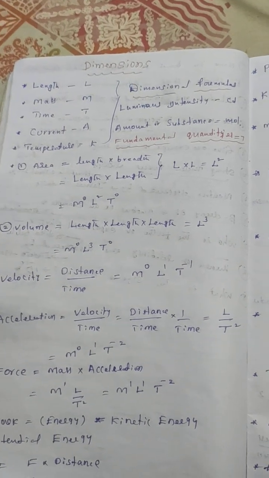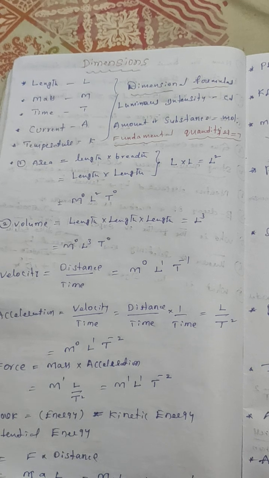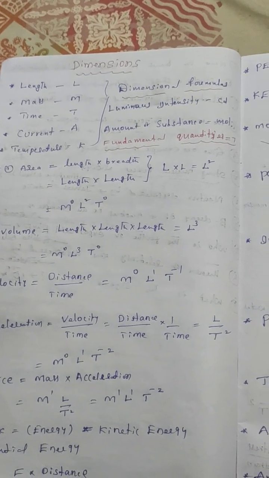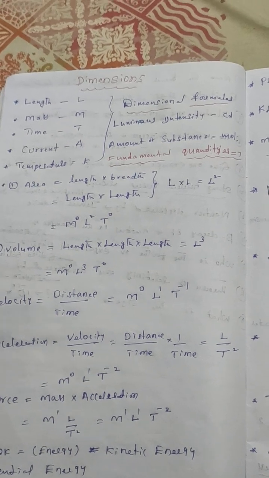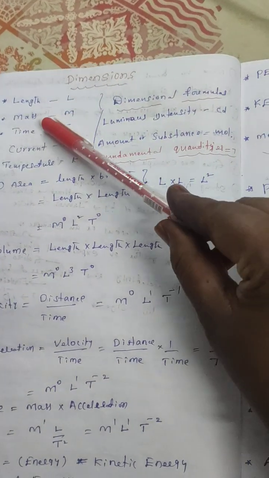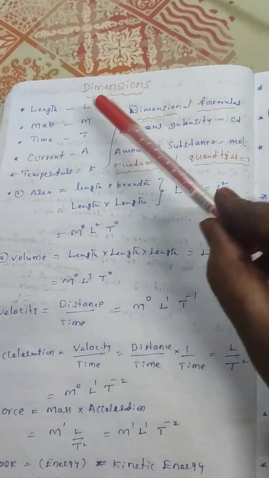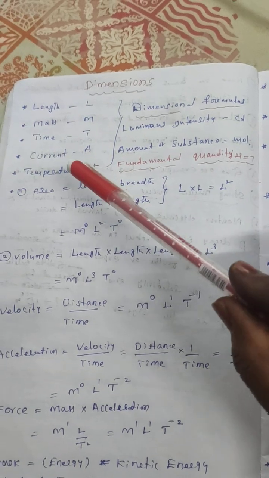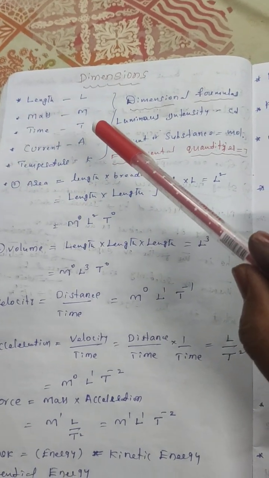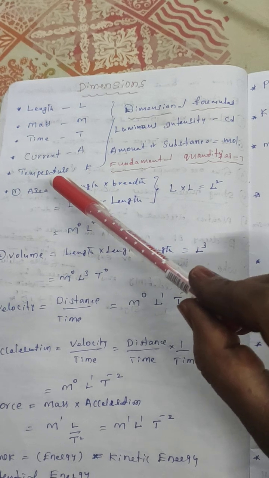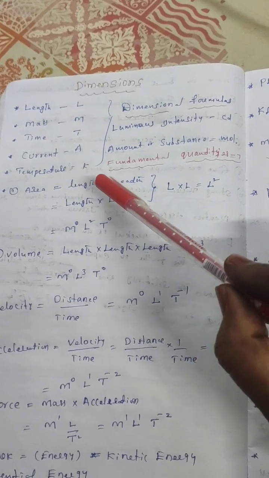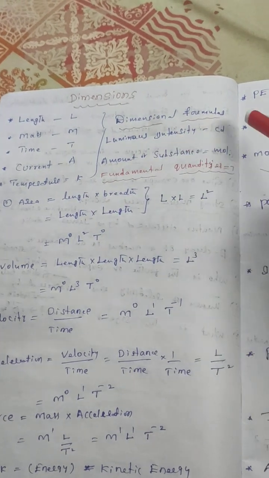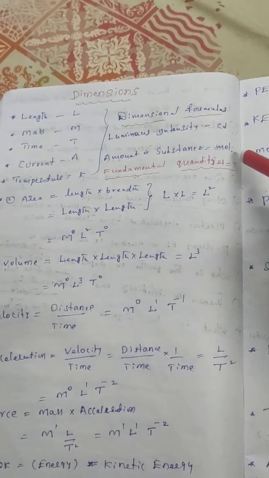Hi friends, today we will discuss dimensions. We have 7 fundamental physical quantities. In that, length dimensional formula is L, mass dimensional formula is M, time dimensional formula is T, electric current dimensional formula is A, temperature, thermodynamic temperature dimensional formula is K. Luminous intensity is cd, amount of substance is mole.